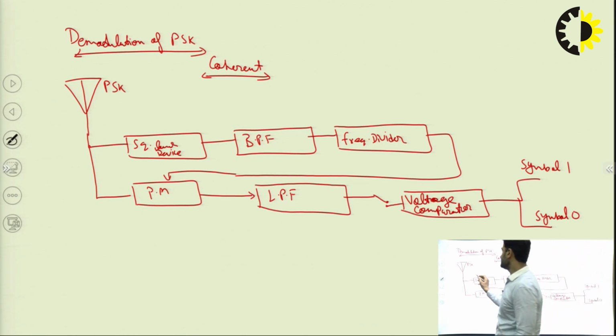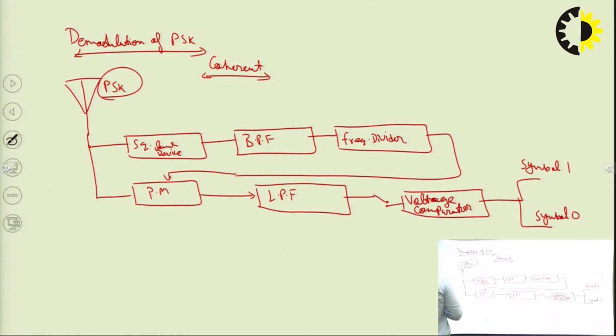Here you are receiving this PSK through the antenna, that is plus minus A cos 2 pi FCT, or you can say A cos 2 pi FCT plus phi. Now this phi is changing, either 0 or 180 degrees, depending upon our symbol 1 or 0 bit. So in this coherent detection method, we are using this separate part as compared to the ASK demodulator.